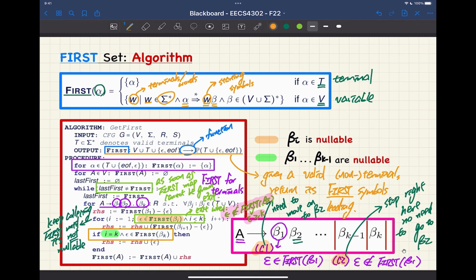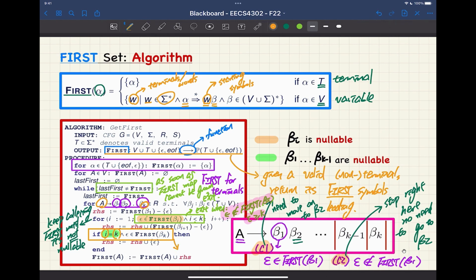This one is to say if the loop counter here is exactly equal to k, and remember we only got k components, that means we have now reached the end of the components for this variable A, and everything is nullable. What does that mean? That means A itself is also nullable. If A is nullable, then epsilon must be in its first set. Okay?